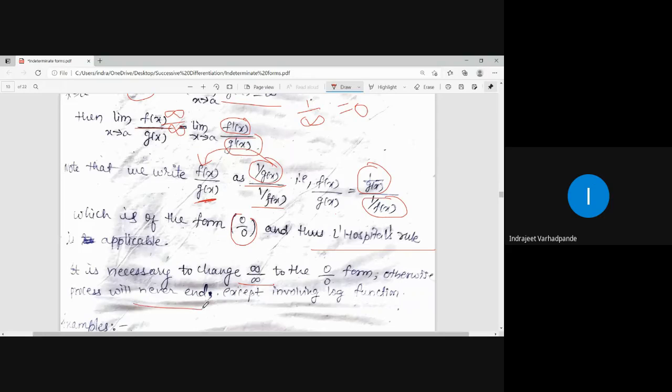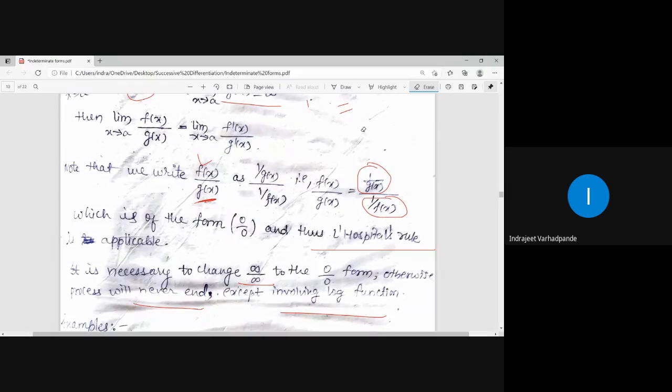Otherwise, the process will never end, except when involving the logarithmic function. Because the derivative of logarithm is 1 by x. Again, the derivative of 1 by x is minus 1 upon x square. So in that case, I cannot disturb the term of logarithm. I will have to keep the term of logarithm as it is. This is the point which they want to highlight over here.